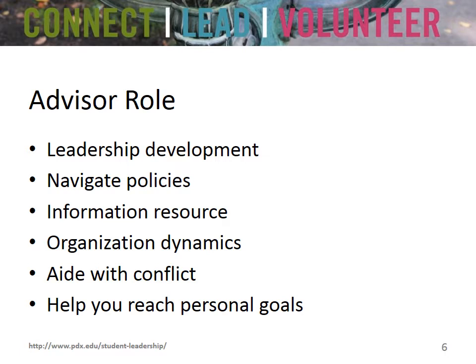Advisors also manage administrative duties for the student organization, including processing paperwork and interfacing with other administrative units. They also help with organization dynamics to help you develop the structure for your organization. In addition, they will help provide you tools and resources to successfully navigate conflict within your organization. Advisors are committed to helping you reach your personal goals, and they are open to constructive criticism and feedback.